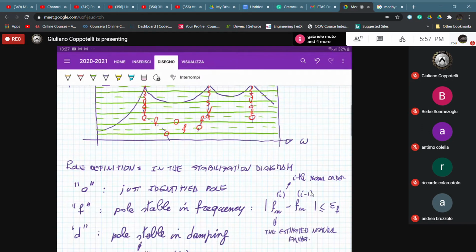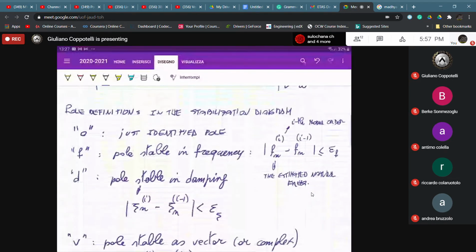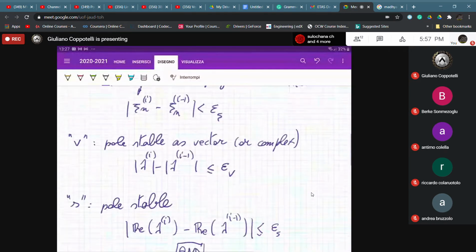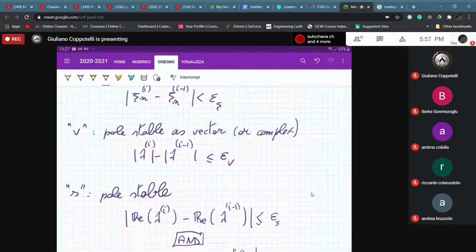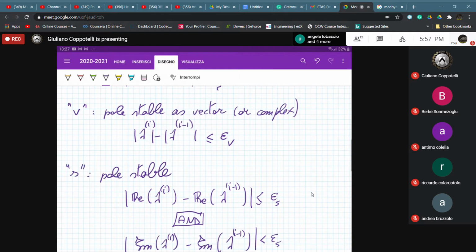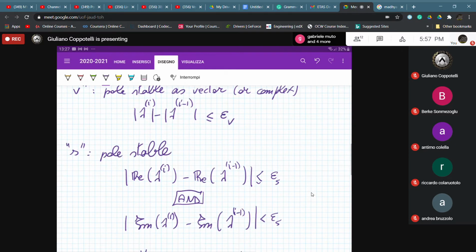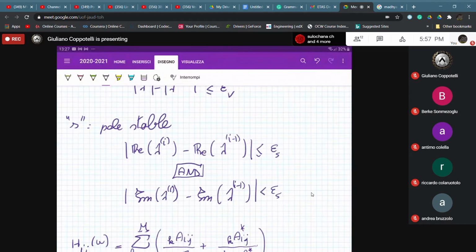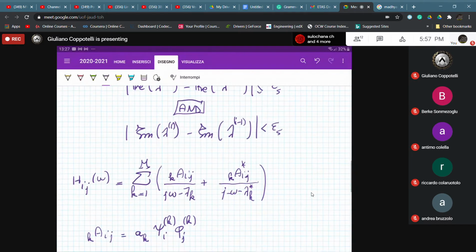What does it mean stable? Following the process, we are having the O, F, D, V, and finally S, stable. That is, we are choosing the poles that are not changing that much with respect to an increase of the modal order. Once we got that, and that is up to you to choose, that is your estimation process, then you can also estimate the mode shapes from that knowledge and from the measurement of your H_ij.